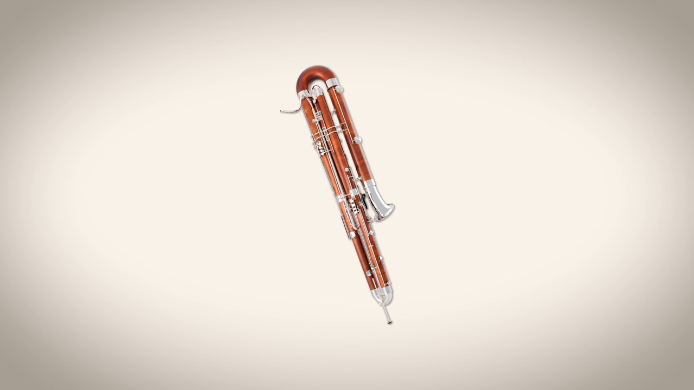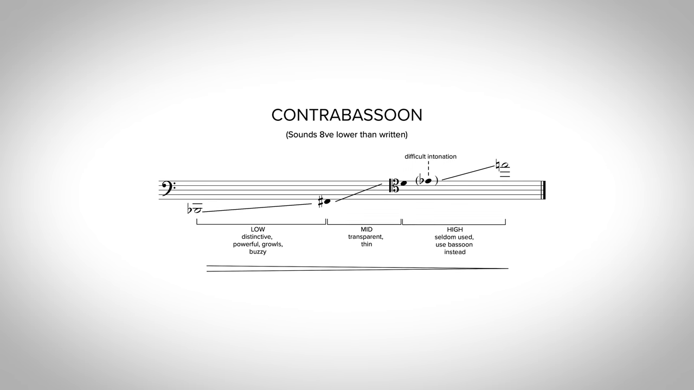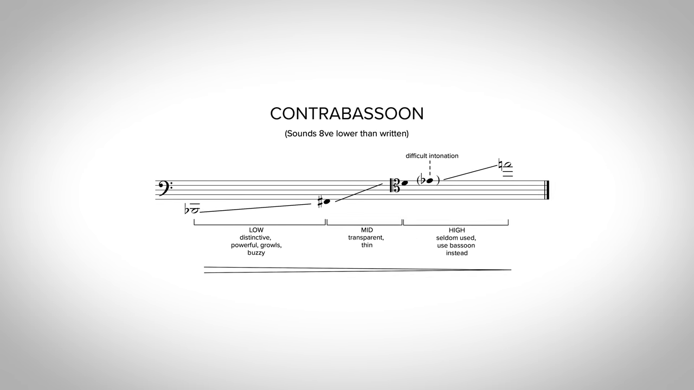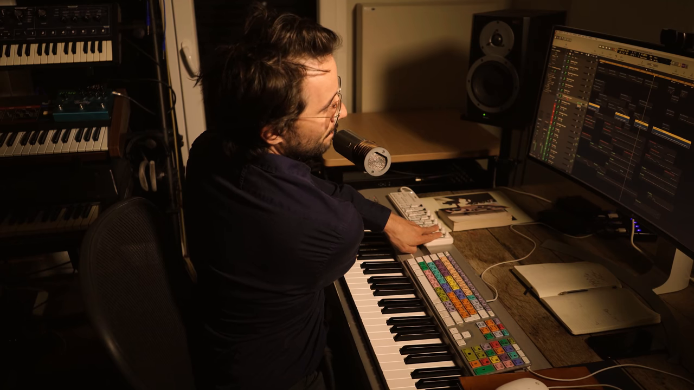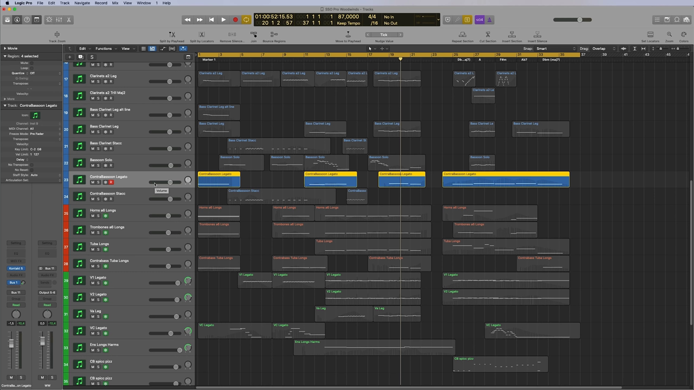So actually want to just talk about the contrabassoon a little bit. So it's an extension of the bassoon and sounds an octave lower than written. It's commonly used to double up the basses because they go insanely low and have a growly, almost distorted kind of sound. So let me just show you this one. And that's the lowest note of the basses, but absolutely incredible. So it can actually go a whole tone lower than the basses, and that can be very, very useful.